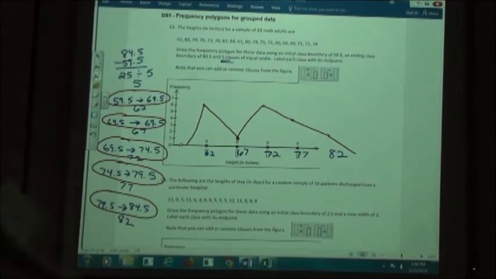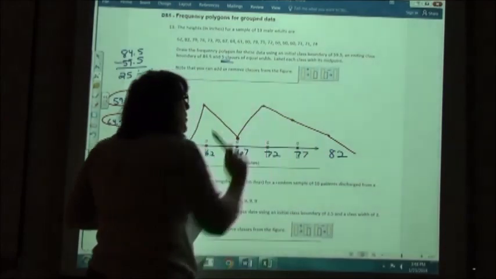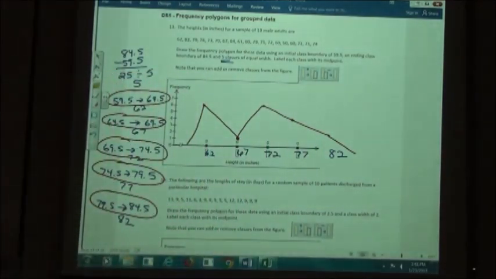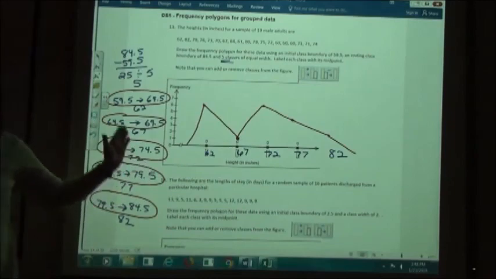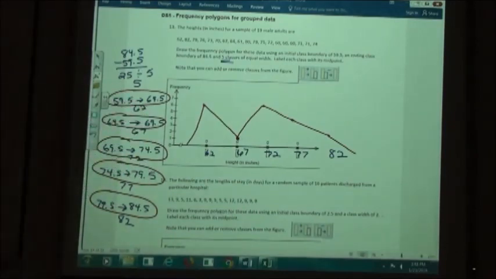Again, you've got the add or remove that you do there. So when you do your frequency polygon, you still have to do the sections like you do with your histogram. You're just labeling the midpoints instead of labeling your endpoints.